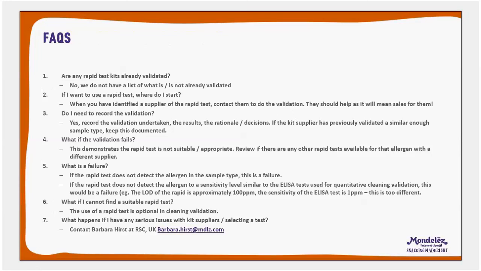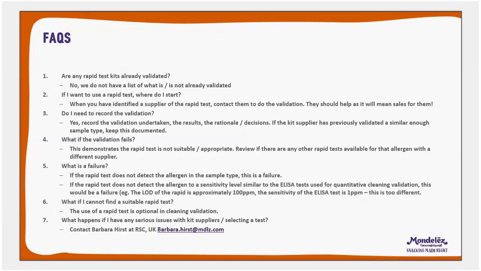Number 3, do I need to record this validation, these checks? Yes, absolutely. You need to record what validation was undertaken, who did it, what the results were, any rationales and choices that you made, and the decisions based upon those. And if the kit supplier has previously already validated a similar enough sample type, keep this information documented. We will need that information from the rapid kit supplier.